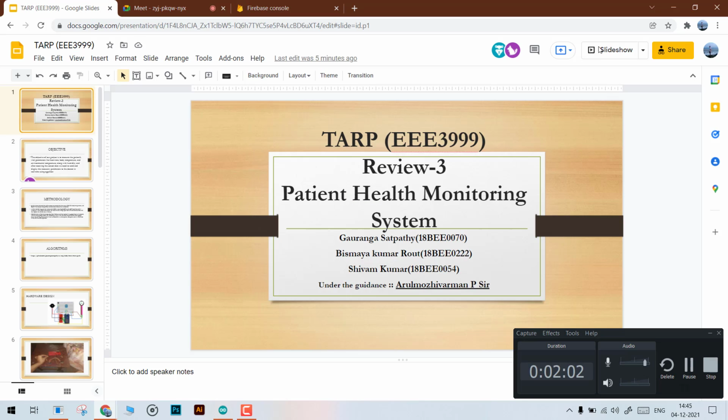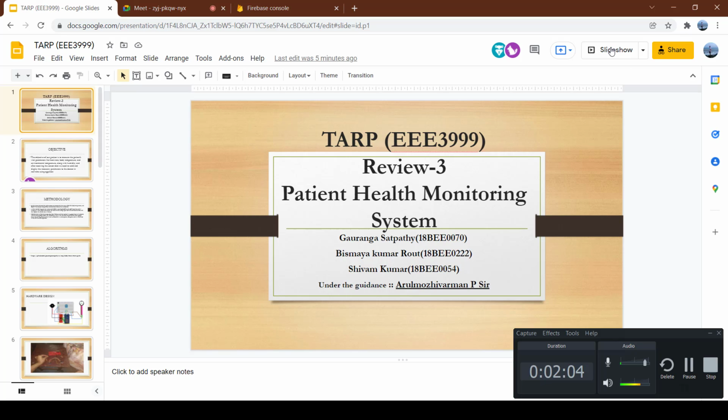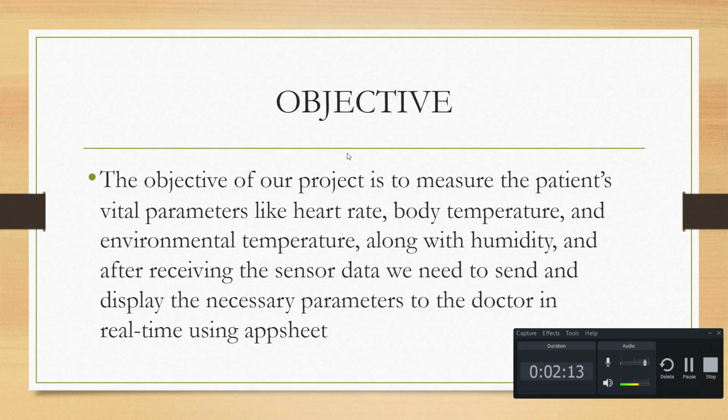Our title is patient health monitoring system. The main objective of our project is to monitor the vital parameters like heart rate, body temperature, and environment temperature, along with humidity. After receiving the sensor data, we need to send and display the necessary parameters to the doctor in real time using AppSheet. This is very useful as the doctor will be getting the data before the patient reaches the hospital, so that the doctor can prepare for the upcoming patient.